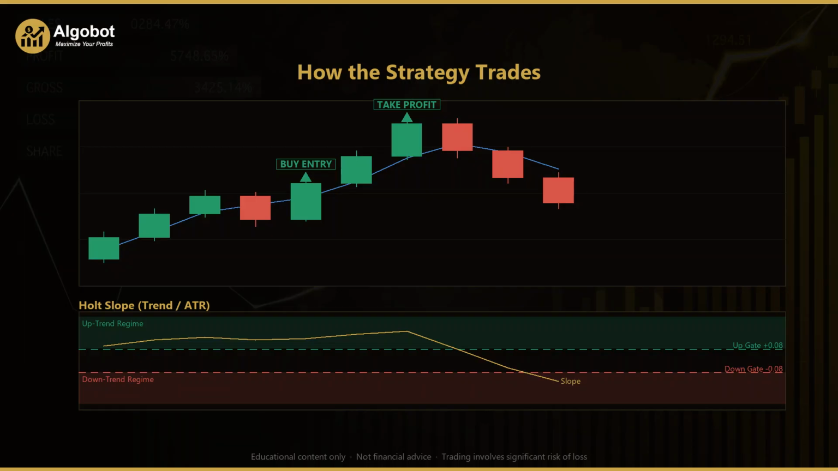Now watch the character change. Price stalls near the highs, and a lower candle appears. Over the next few bars, the market rolls over and begins stepping down. In the subpanel, the slope falls through 0 and drops below the lower gate of minus 0.08. So the strategy now recognizes a valid down regime and starts looking for a mirror image setup.